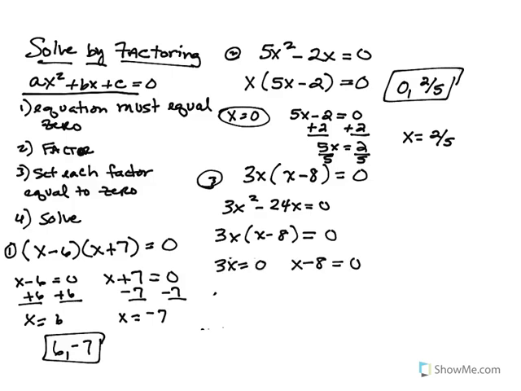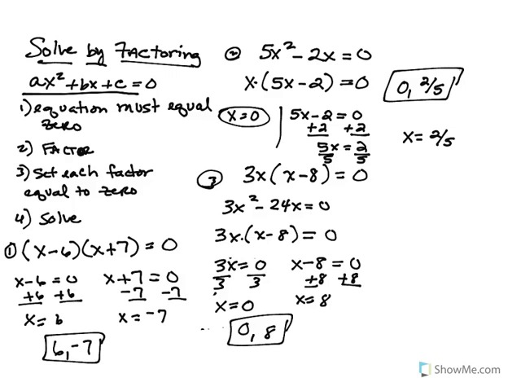And solve. Okay? So divide both sides by 3. X is 0. Add 8. X is 8. So x can be 0 or x can be 8. Okay? So when you separate your factors, you realize that you're creating two separate equations. Every factor creates its own equation when we're solving by factoring.